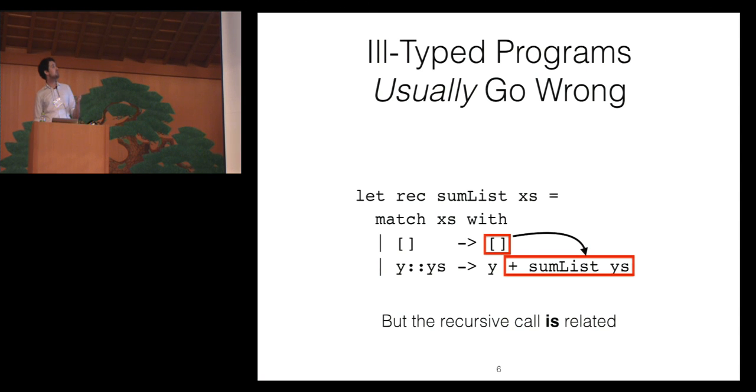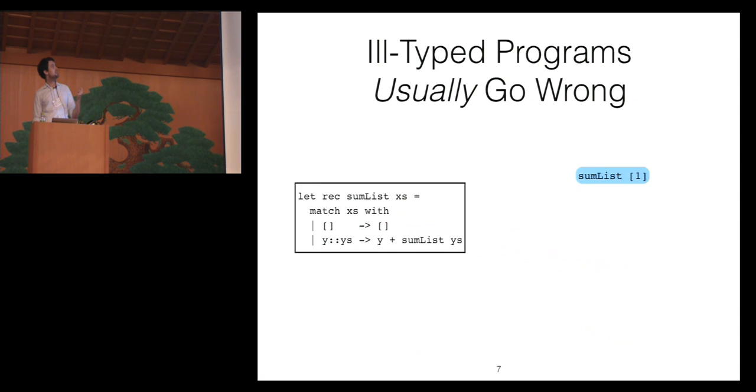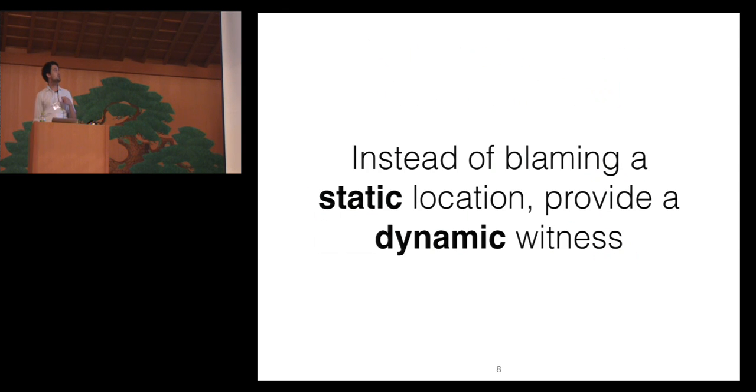And it just so happens that we're in luck here because SumList does have a bad execution if we call it with the input list containing 1. And if we do that, we start evaluating it, we'll eventually reach the term 1 plus the empty list, at which point we're stuck because, of course, you can't add an integer and a list. So what I'd like to argue for here is that, if we can, we should provide a dynamic witness that the user can interact with, rather than blaming a single static location or a set of static locations.